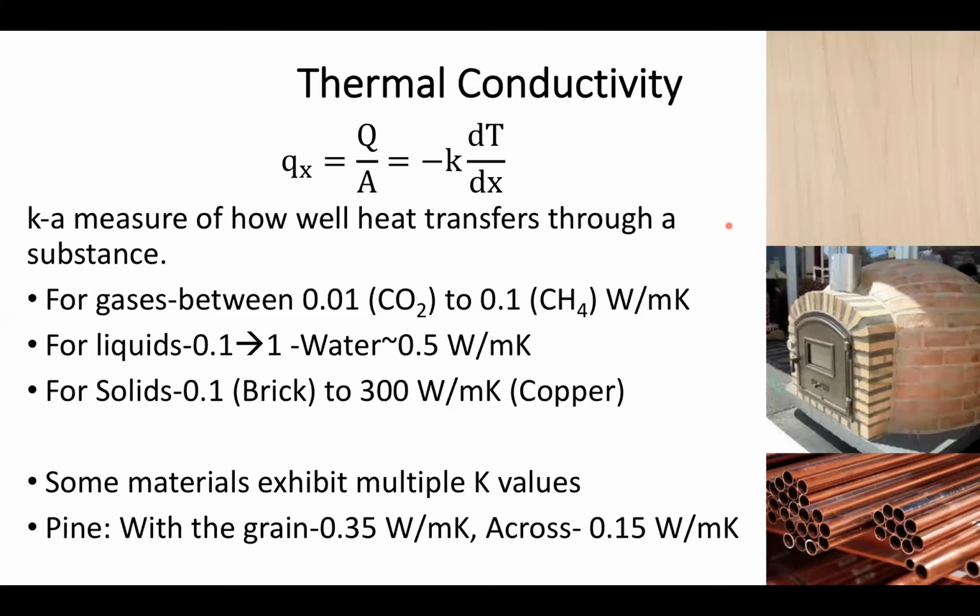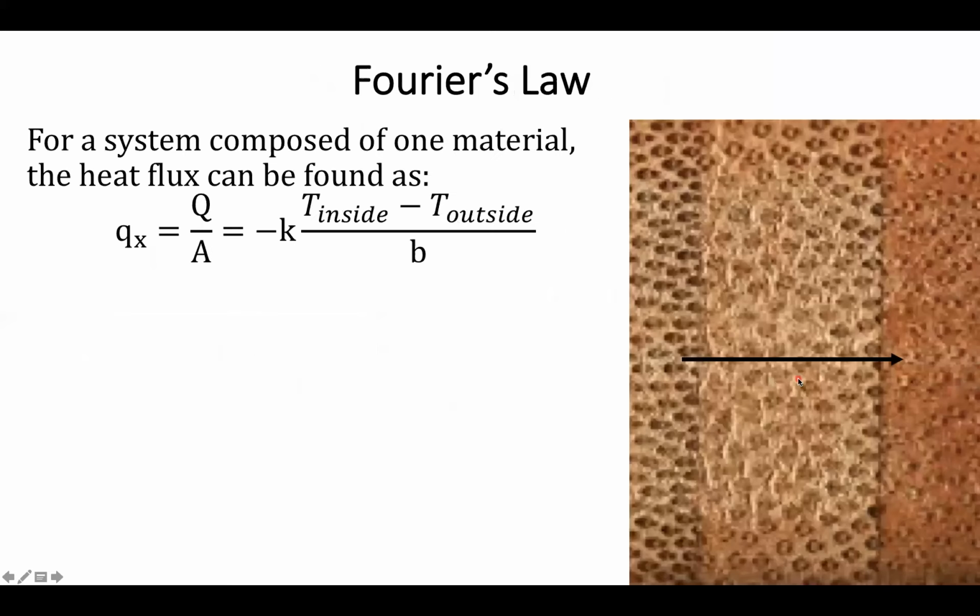So let's go ahead and assume I have a system composed of a single material as an insulator. I want to figure out how fast heat transfers through a copper pipe or through a brick wall. In this case, it's fairly straightforward, as my heat flux is going to be related by Fourier's law to my coefficient times the difference of my temperature. Typically it's expressed as the negative of the inside minus the outside, all divided by the thickness of the material, which we're going to represent as B.